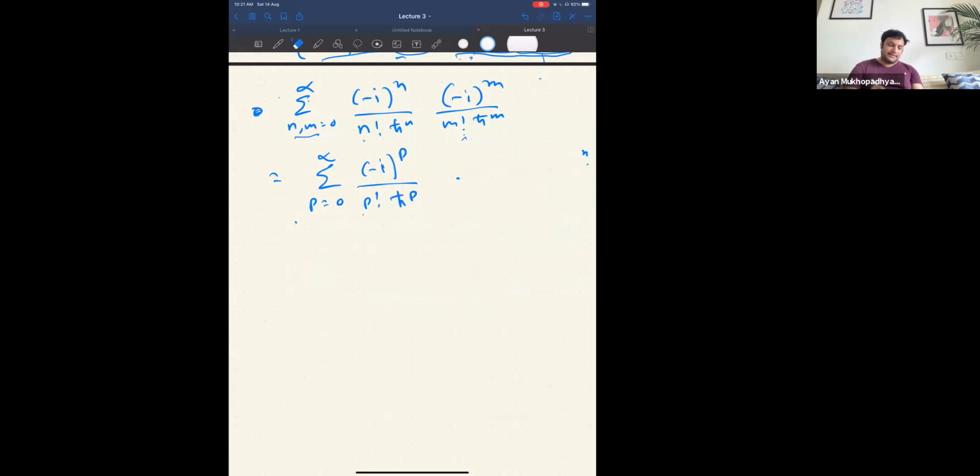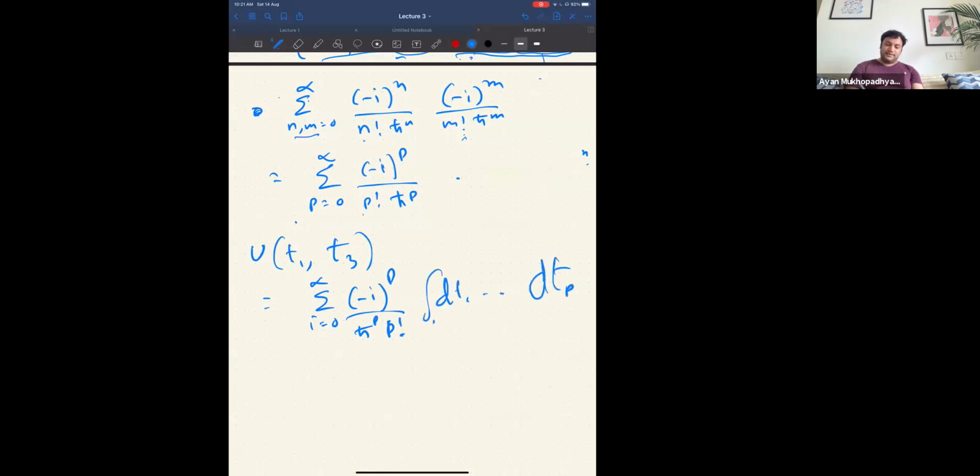So what I wrote as an identity is correct, but what I should do is to start now from U(t1, t3) and write this as the sum over p equal to 0 to infinity of minus i to the power p by h bar to the power p and factorial p, and then dt1 to dtp, all of these going from t3 to t1, and then the time ordering of h(t1) to h(tp). Okay. Now what I should do is to use this identity, right? Because this identity, the proof of this. Wait a second. Yeah.